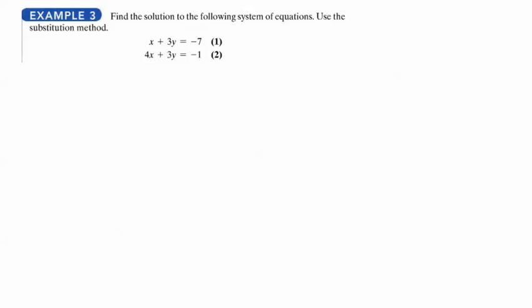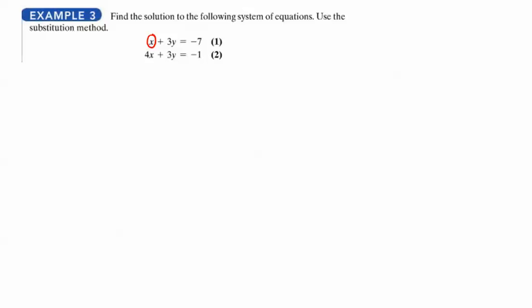Okay, next we're going to solve systems of equations using the substitution method. In order for the substitution method to work well, we have to find one of the variables that's by itself. What do I mean by itself? Its coefficient is 1. So it's just an x or a y by itself.